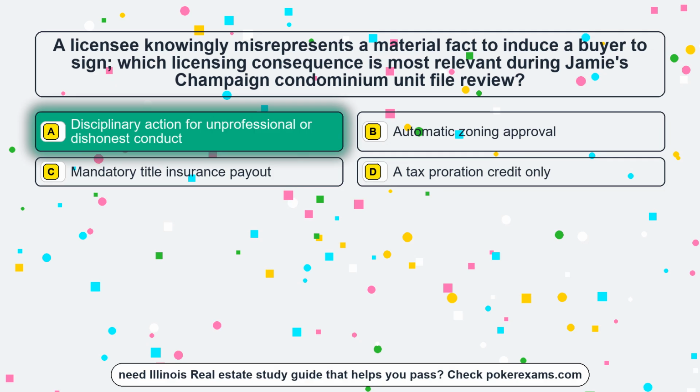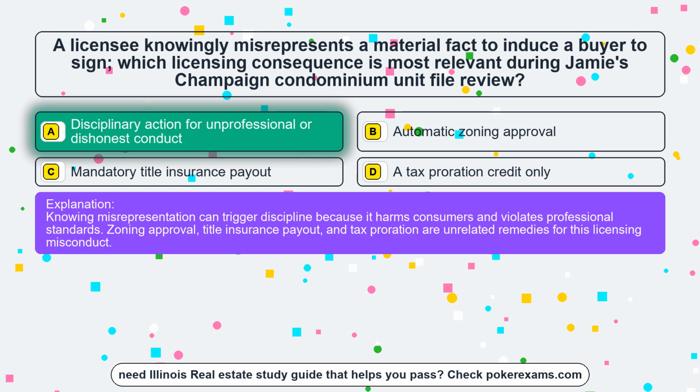The correct answer is option A, disciplinary action for unprofessional or dishonest conduct. Knowing misrepresentation can trigger discipline because it harms consumers and violates professional standards. Zoning approval, title insurance payout, and tax proration are unrelated remedies for this licensing misconduct.